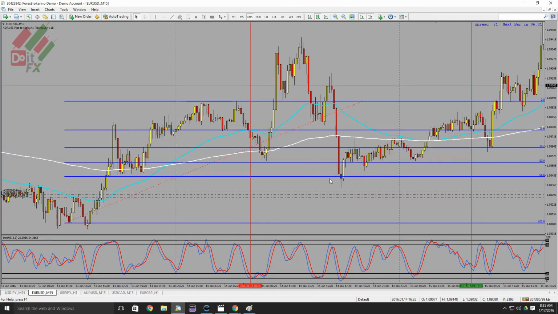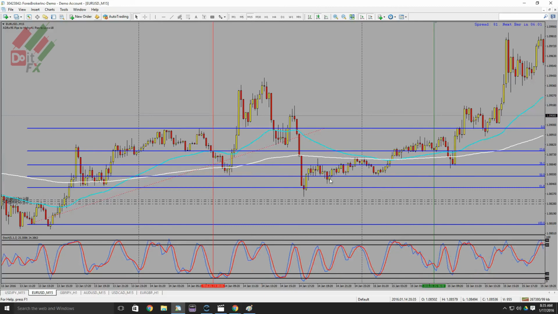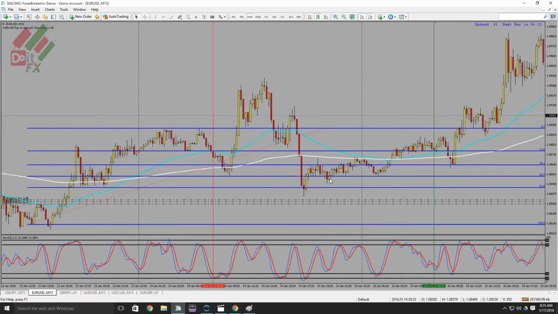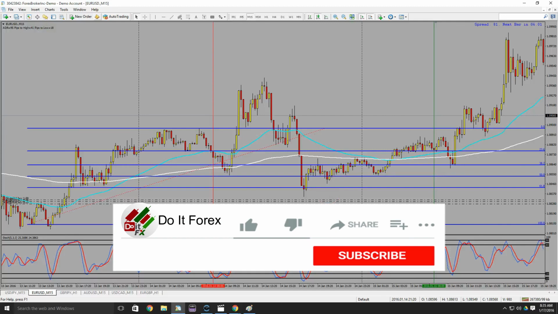I'm going to talk about other stuff in the next video. So that's it for fakeouts and resets based on the Fibonacci level.